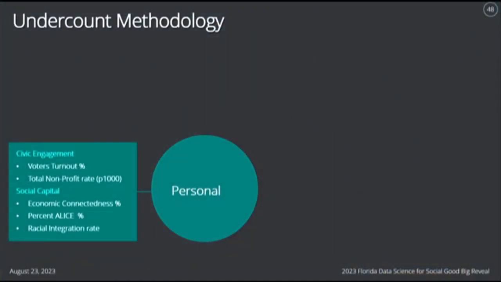What is civic engagement? It refers to how people are actively involved in their community activities. The more people are involved in community activities, the more likely they are to participate in the census as well. Next comes social capital. This refers to trust, connection, and relationships between people. The more social cooperation between people, the more likely they are to participate in the census.